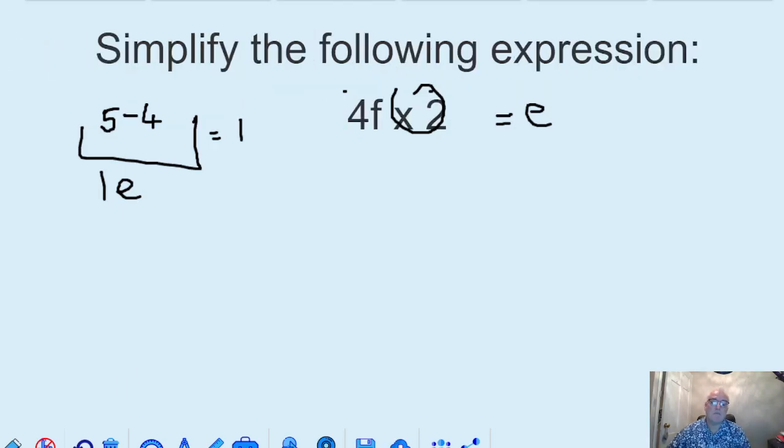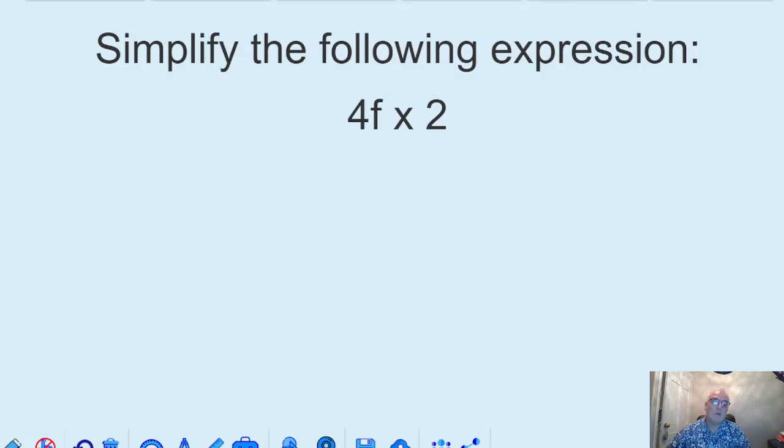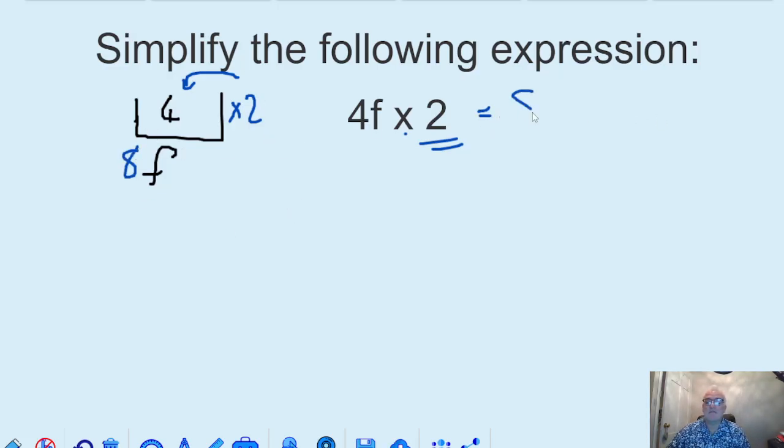Okay, let's get a little bit more difficult. This time I've not got f's in both numbers. I've just got 4 lots of f, so I'm going to put 4 lots of f in here. Okay, and because I've got this number here, I'm just multiplying that by 2. So I'm going to times whatever is inside there by 2. So 4 times 2 is going to give me 8. So my answer is 8 lots of f. So all I'm doing is multiplying that through.